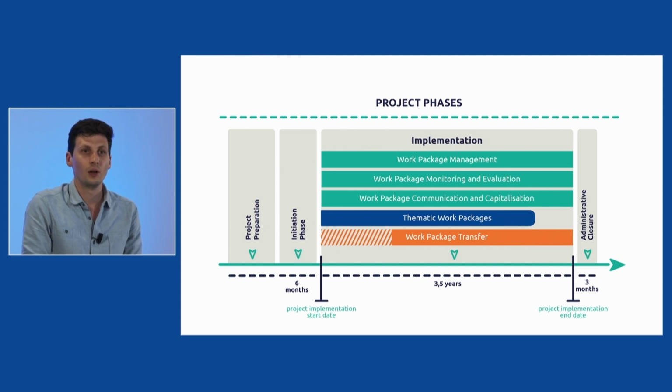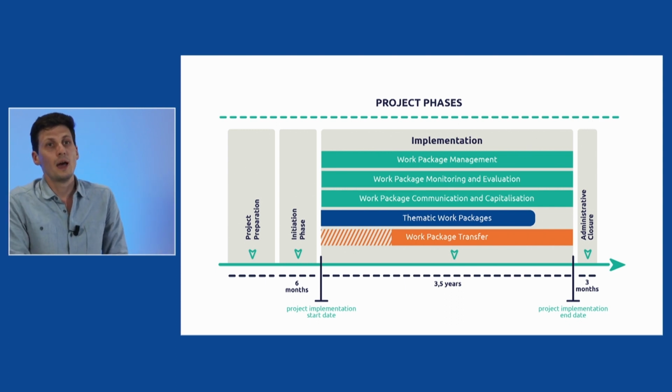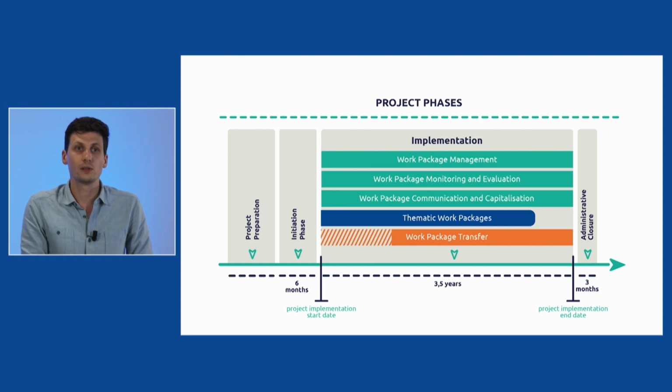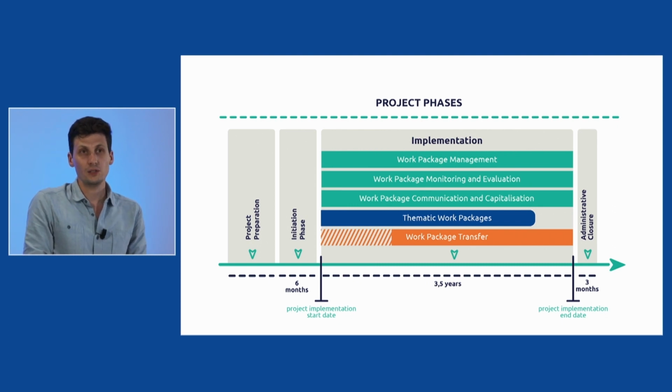Then you will have in the center of this graph the implementation phase, which lasts for 3.5 years. And you have these 3 horizontal work packages in green: work package management, work package monitoring and evaluation, and work package communication and capitalization, which are open during the entire implementation phase for you to really cover these aspects during the entire lifetime of the project.